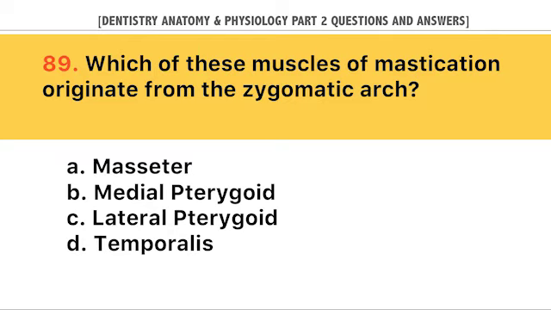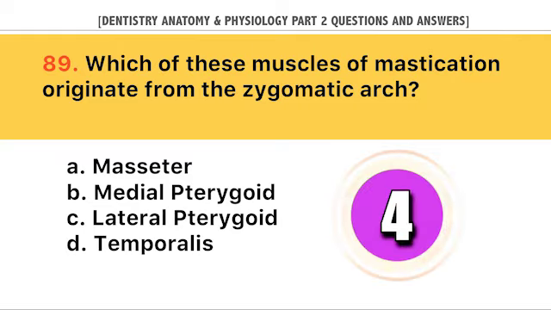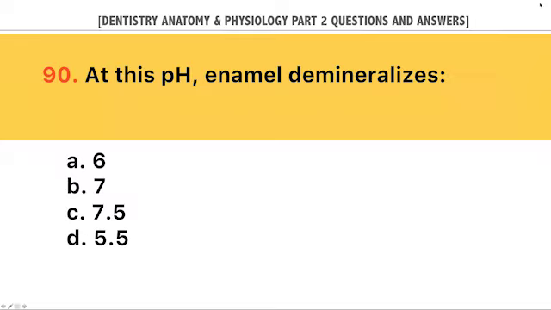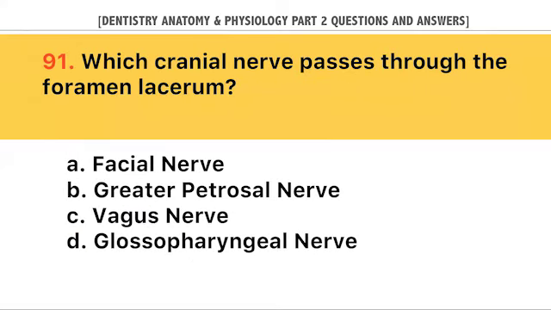A. masseter, B. medial pterygoid, C. lateral pterygoid, D. temporalis. Answer: A. masseter. At this pH, enamel demineralizes. A. 6, B. 7, C. 7.5, D. 5.5. Answer: D. 5.5. Which cranial nerve passes through the foramen lacerum?